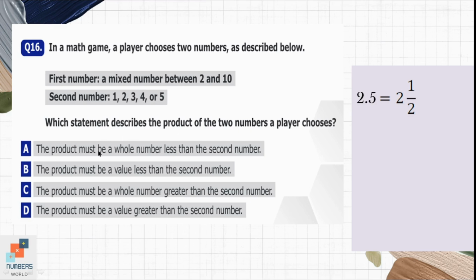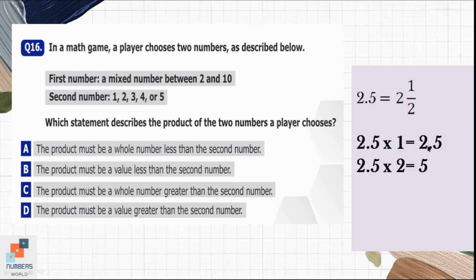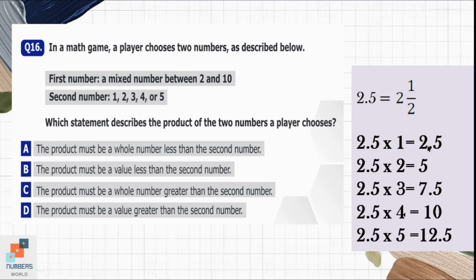Option A is the product must be a whole number less than the second number. Option B is the product must be a value less than the second number. Option C is the product must be a whole number greater than the second number. And the last option is the product must be a value greater than the second number. So as we are interested in the products, we will find them by multiplying the two numbers. Let's suppose my first number is 2.5 and second is 1. The product is 2.5. Similarly, I will calculate the products for the rest of the numbers.